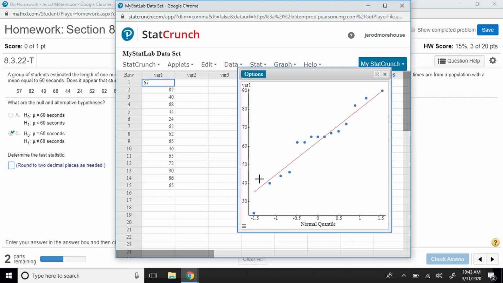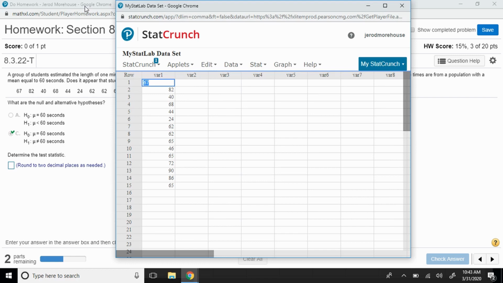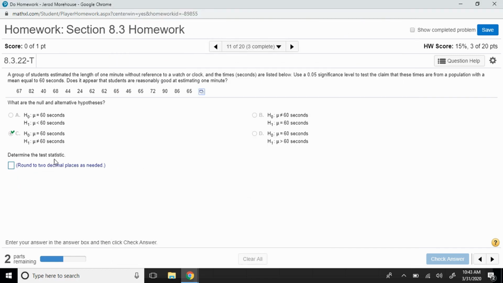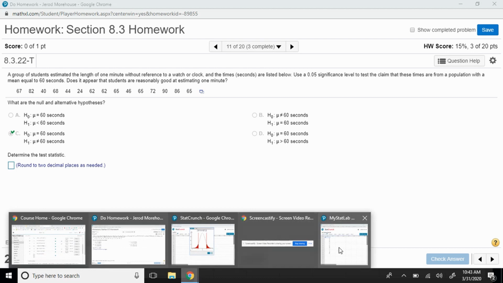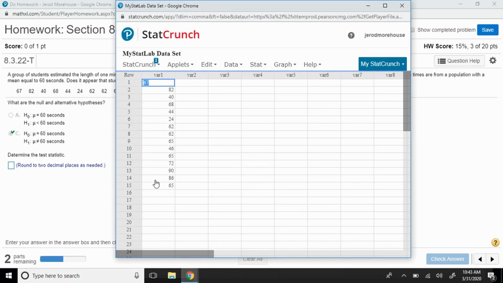This is the kind of thing you would want to mention if you're doing a project at the end of the semester, or perhaps performing a test like this for another class. All right, let's close that and go back to the problem. It wants us to find the test statistic and probably the p-value next. So in StatCrunch, we have our data here.